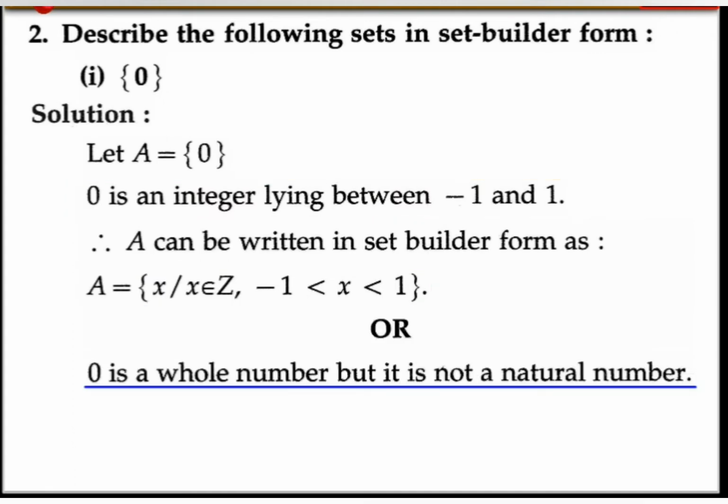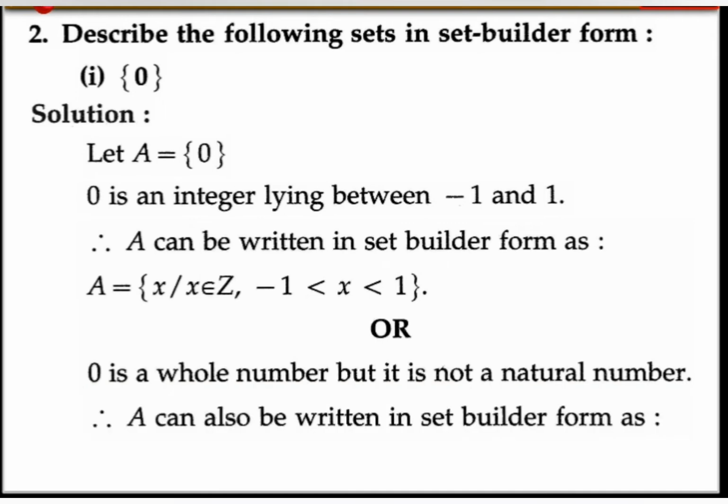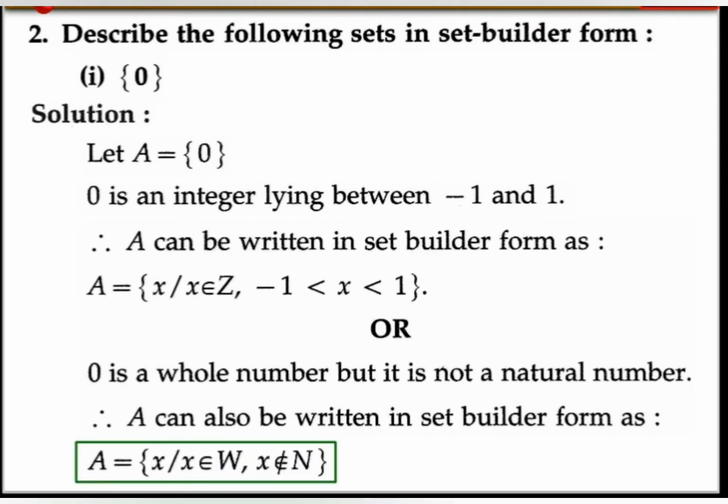Or 0 is a whole number but it is not a natural number. Therefore, A can also be written in set builder form as A is equal to the set of all x, x belongs to whole numbers, x does not belong to natural numbers.